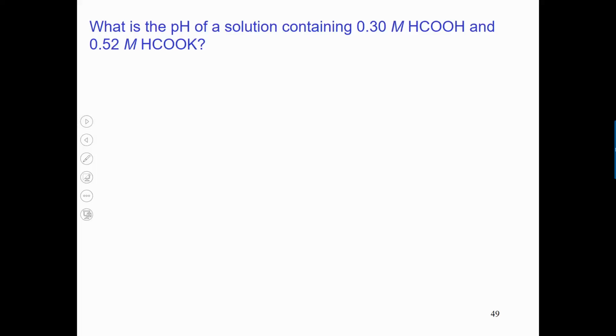So what is the pH of a solution containing 0.3 molar formic acid and 0.52 molar potassium formate? Okay? Well, pH equals the pKa plus the log of the base over the acid. Okay? So I want to solve for the pH. I need a pKa, right?